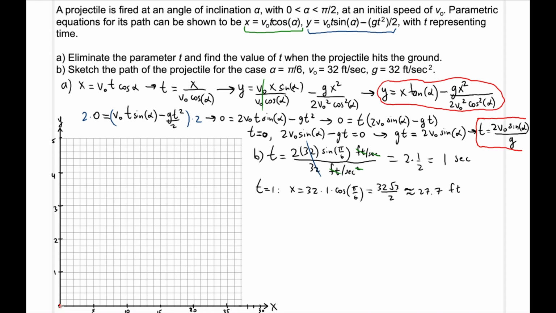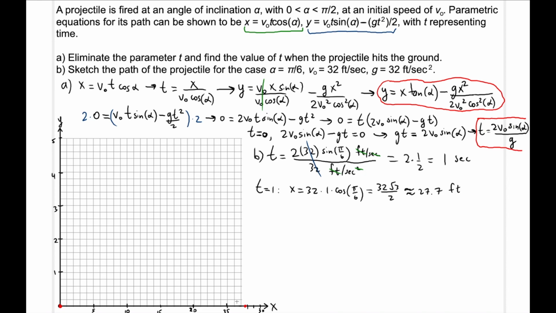So we know that's the point of launch. And 27.7 feet, that's 25, 26, 27, almost 28. So I would say like here, that's the point. That's the horizontal distance at which the projectile will hit the ground.